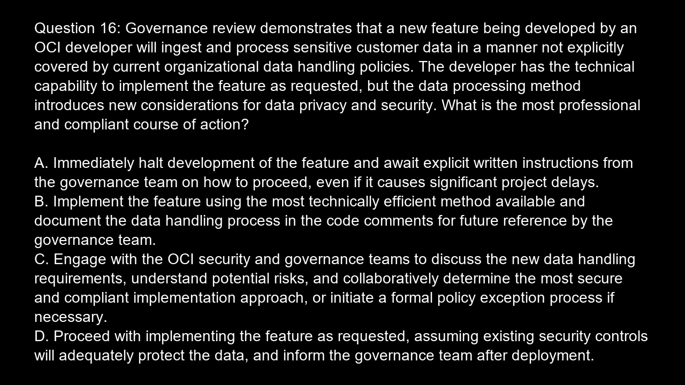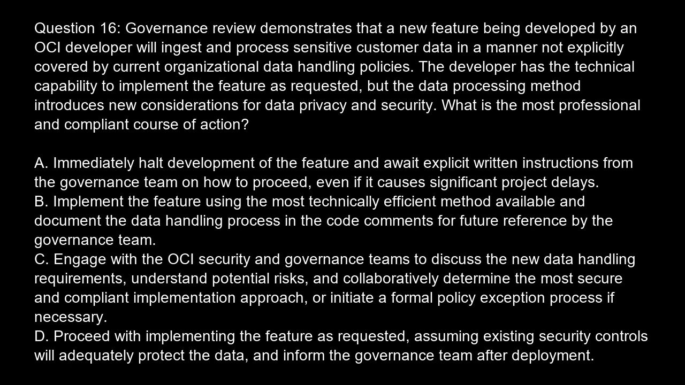Option A. Immediately halt development of the feature and await explicit written instructions from the governance team on how to proceed, even if it causes significant project delays. Option B. Implement the feature using the most technically efficient method available and document the data handling process in the code comments for future reference by the governance team.